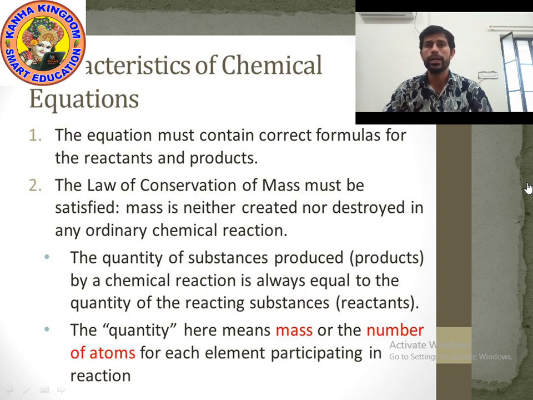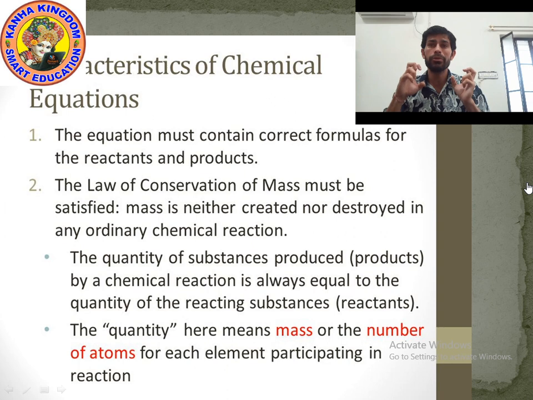Next point: the quantity of substance produced, meaning the products, by a chemical reaction is always equal to the quantity of reacting substance, meaning the reactants. Both should be equal. The quantity of reactants should be equal to the quantity of products. Actually, what is the meaning of quantity?